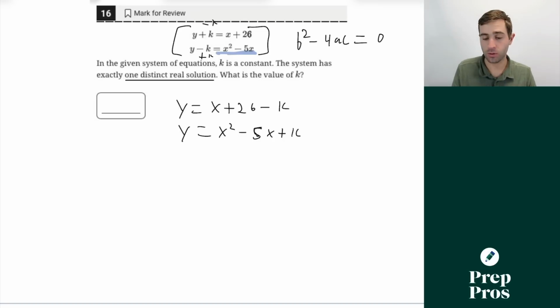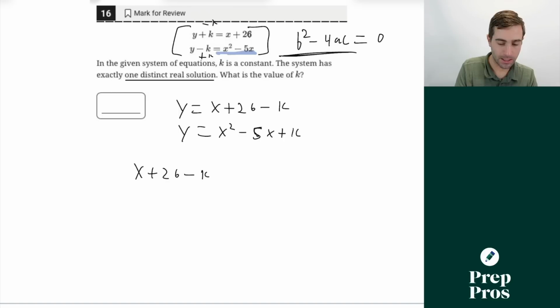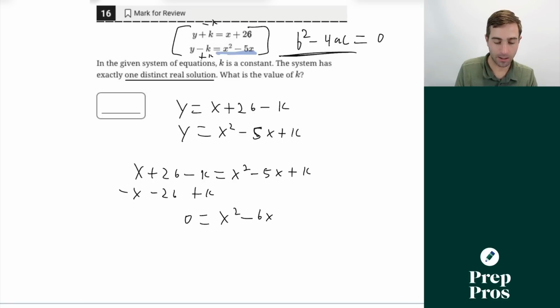Now we can set these two equations equal to each other because we ultimately need to get this all equal to 0 so we can identify our a, b, and c values. So we're going to have x plus 26 minus k is equal to x squared minus 5x plus k. Now we can subtract over the x and the 26, and we're going to add over the k. That is going to give us that 0 is equal to x squared minus 6x minus 26 plus 2k.